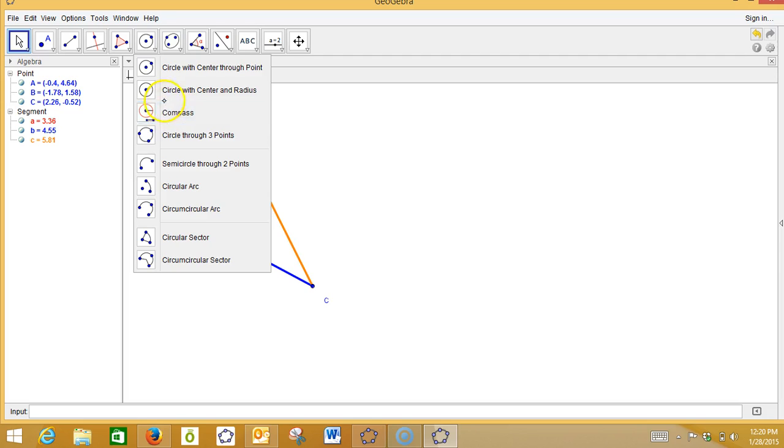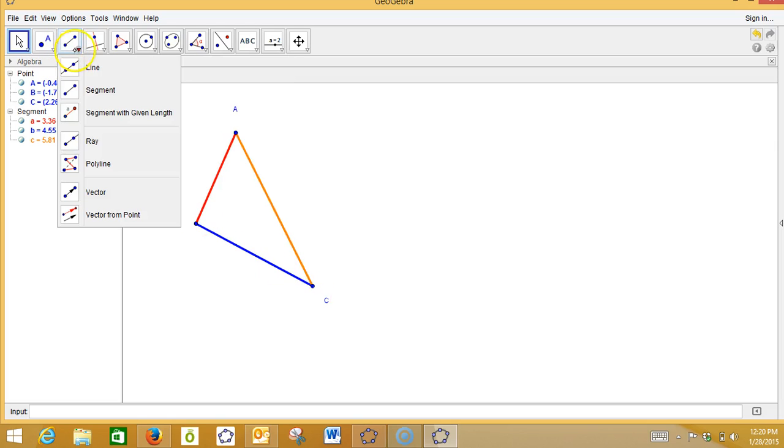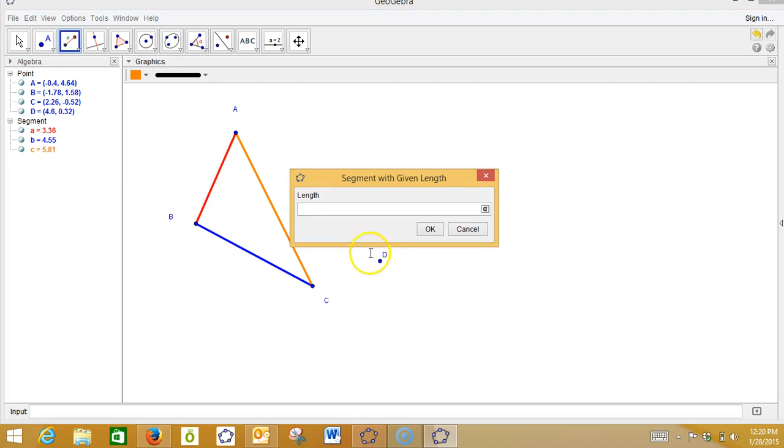When it comes to making angles, which I'll show you in the next example, we're going to use the angle with given size tool. But first things first, let's make a segment congruent to BC. So I'm going to go to my line toolbox and grab my segment with given length tool. I'm just going to click somewhere on the screen, and it's going to put an endpoint down. And now it's asking how long we want the segment to be.